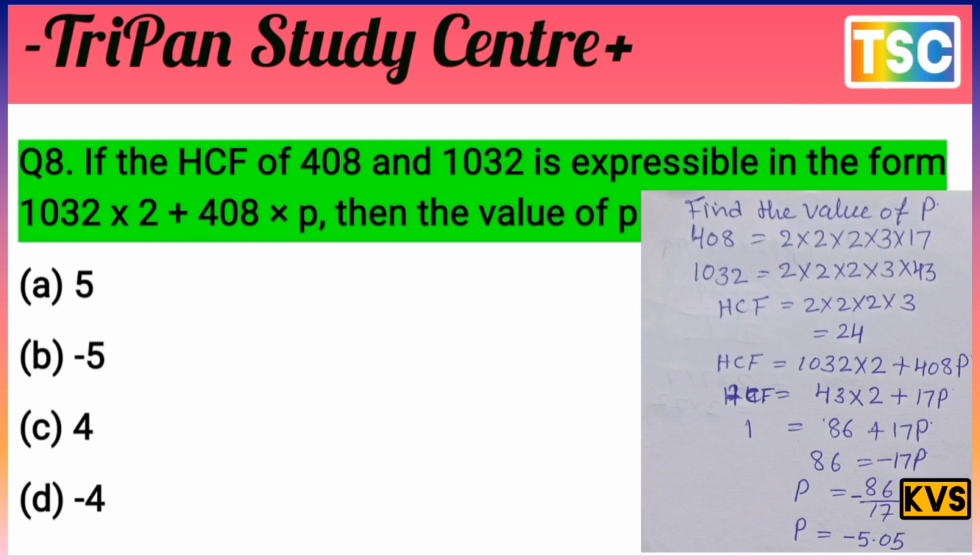So 17p is equal to 86 upon 17. There is the cut for this question. The answer is coming here: minus 5. It means option B is correct here. I have shown the solution on your screen. And let's see the next question here.